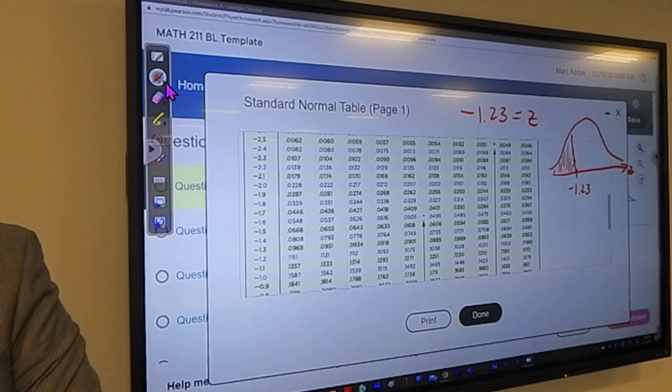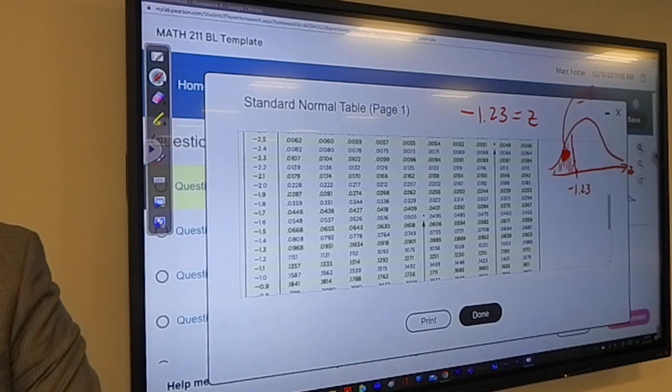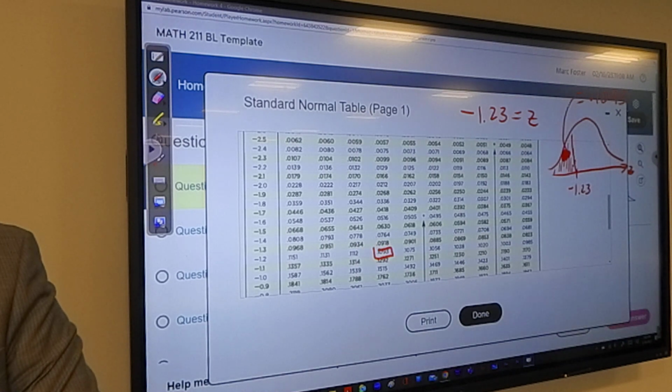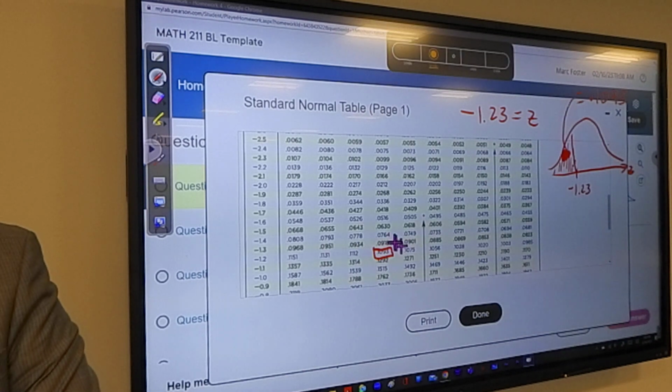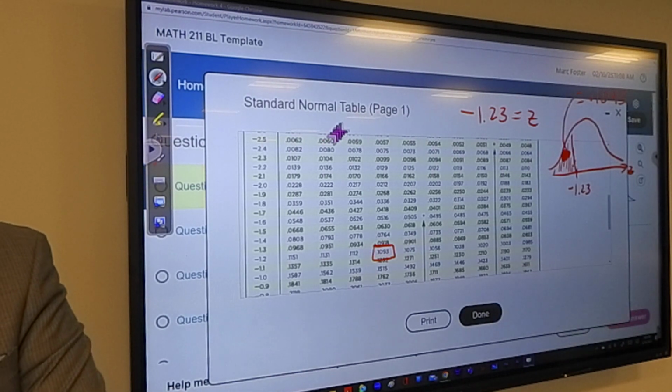I have now found that this area in my picture is equal to 0.1093. That's how it would be used.